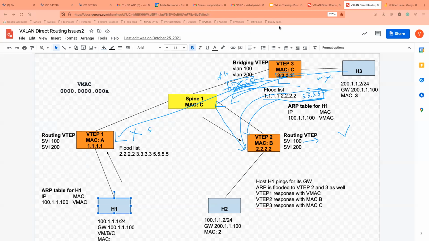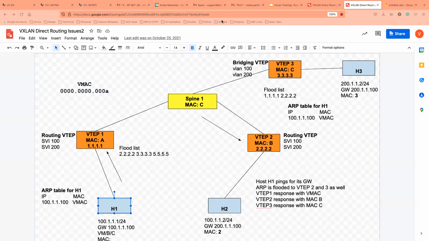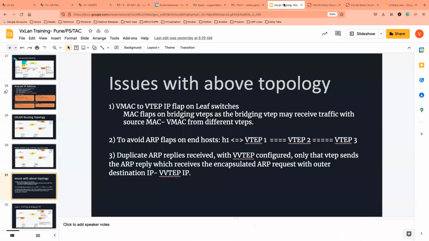Is it clear? Yes, I think we probably need to watch the recording again. Yeah, there is a lot of stuff. Sorry for that, we needed to take more time on this. But yeah, definitely you guys should know this before we move on to EVPN. So just go through the recording again.